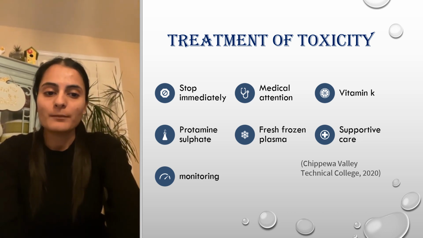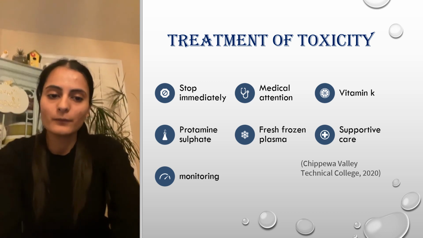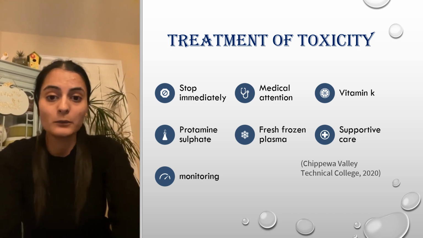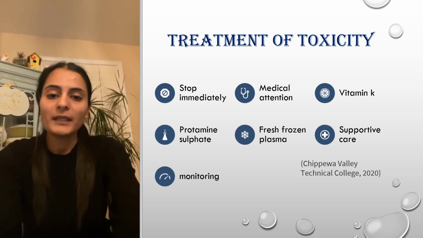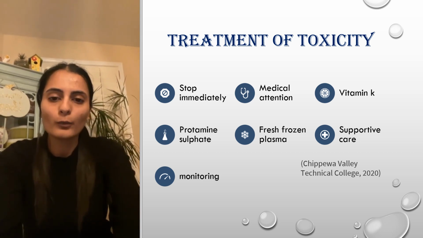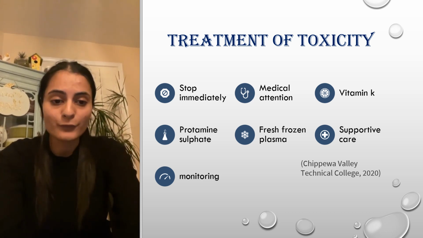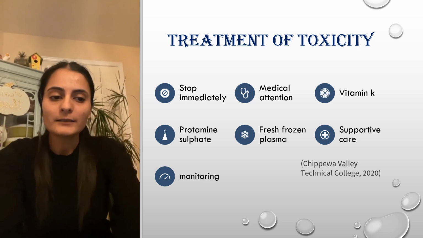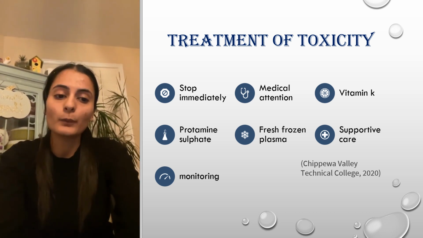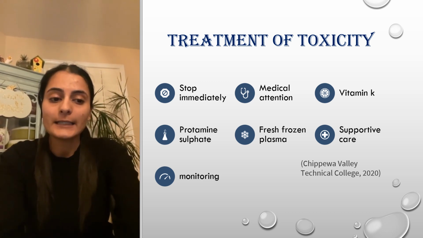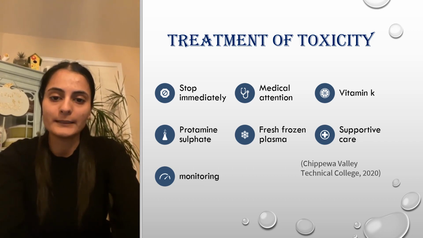Next is protamine sulfate, which is also an antidote for heparin and can partially reverse the anticoagulant effect. It is particularly useful for unfractionated heparin and may have some effectiveness against low molecular weight heparin. And the last is fresh frozen plasma. Fresh frozen plasma can be used in case of severe bleeding associated with warfarin or other vitamin K antagonists. It contains clotting factors that can help to correct coagulation abnormalities.